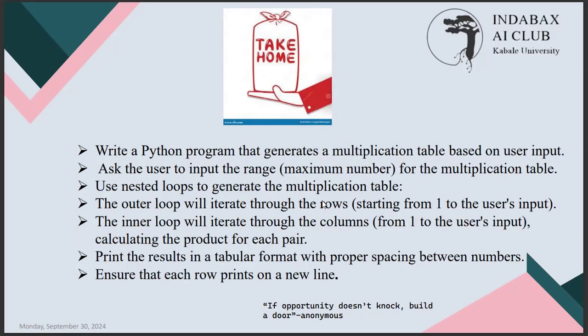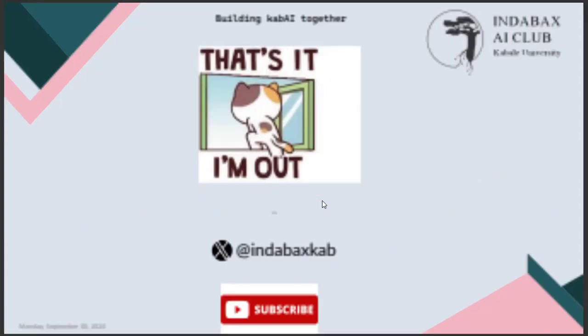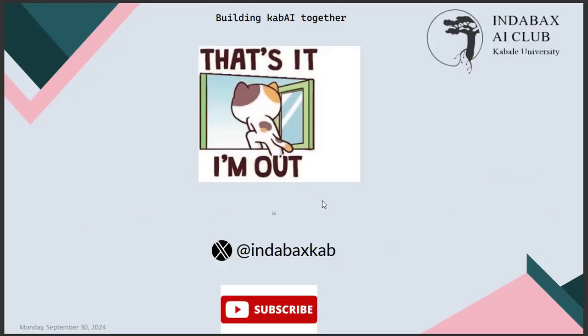Lastly, but not the least, you are going to write a Python program that generates a multiplication table based on the user input. You read through this; these are the steps you are going to follow to come up with that multiplication table. Remember the take home we had last week, we were printing the multiplication table for only one value. But now, we want you to print a multiplication table for all the values, not for only one. Okay, so that is it for now.